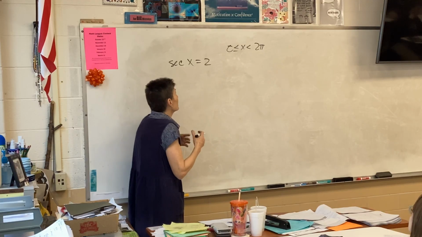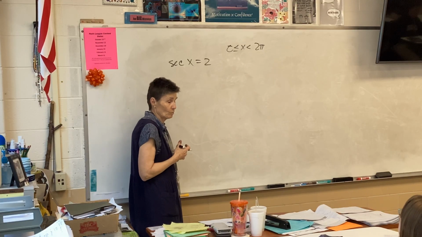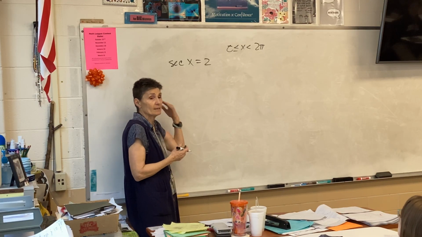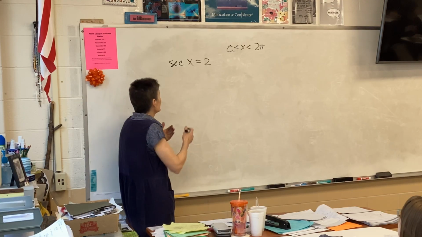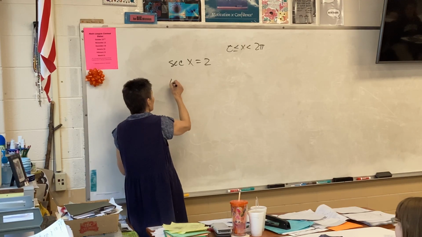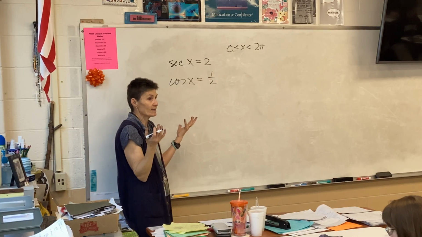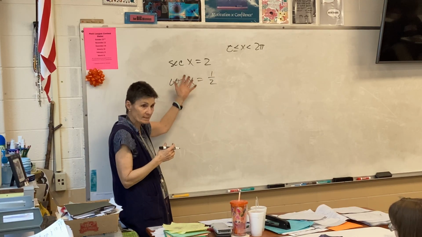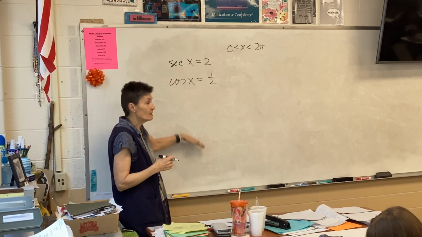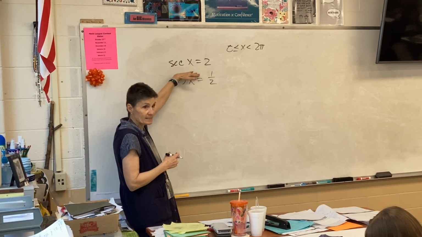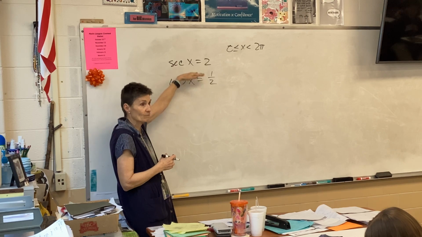So here's my recommendation to you. I don't think in terms of secants. If the secant is 2, then the cosine is 1/2. That's how I think. It's just like the problem I just erased. If the cosine is 1/2, the secant is 2, right? And vice versa.